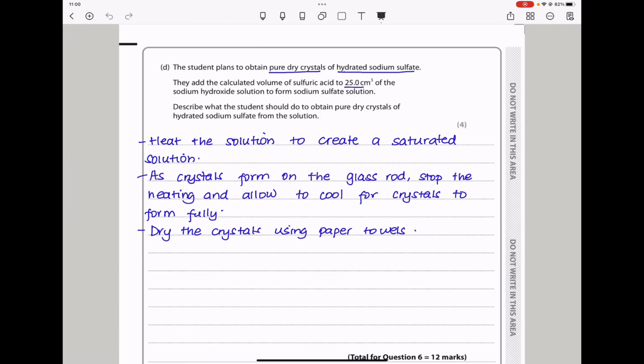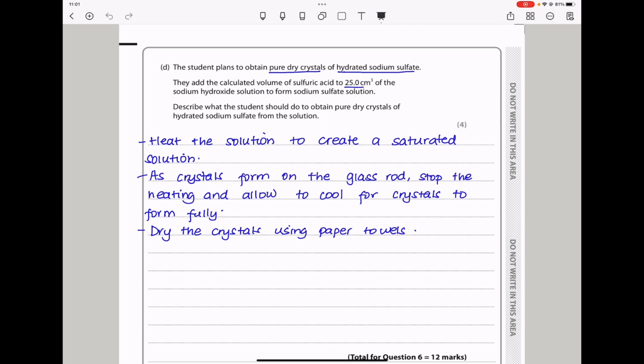Moving on. In part D, the student plans to obtain pure dry crystals of hydrated sodium sulfate. They add the calculated volume of sulfuric acid to 25 centimeters cubed of the sodium hydroxide solution to form sodium sulfate solution. Describe what the student should do to obtain pure dry crystals of hydrated sodium sulfate from the solution.